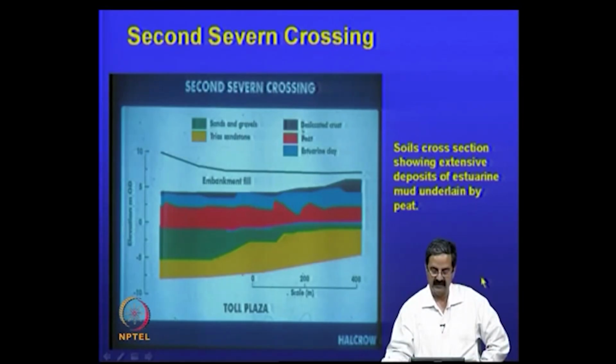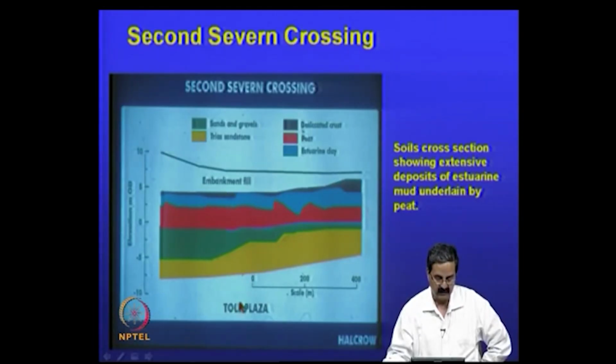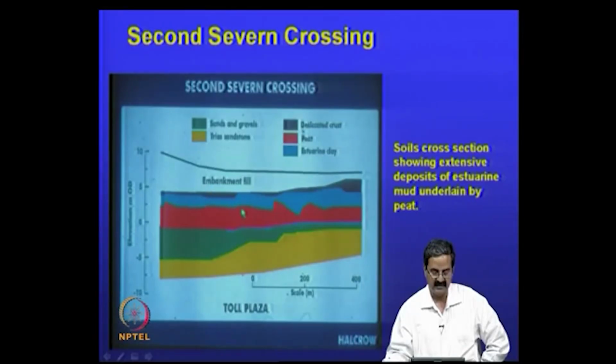So, they are able to see for the platform, they did like that. The other one was another crossing where there is an extensive deposit of mud material here, like you have some other sandstone here, sands and gravels, and embankment fill is there. You have lots of desiccated crust here.